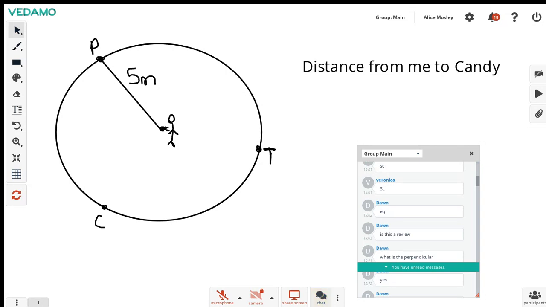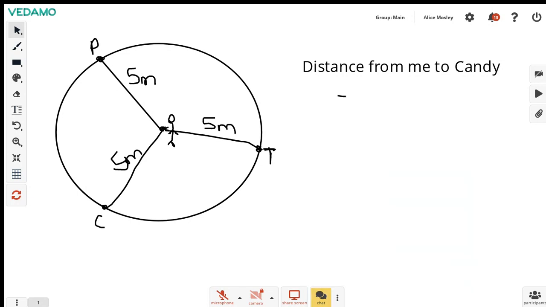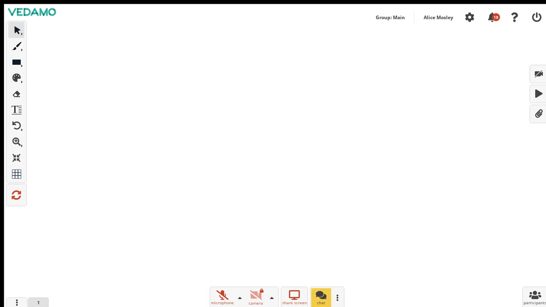So this 5 meter is also the radius of this circle. So the distance from me to candy is 5 meter, and the distance from me to theater is also 5 meter. Now, one more thing about circles. You have to remember this.